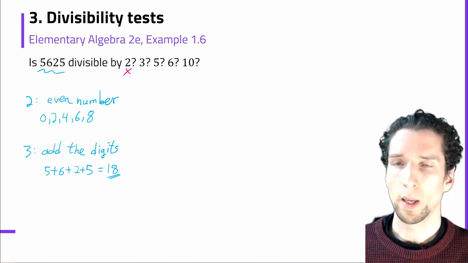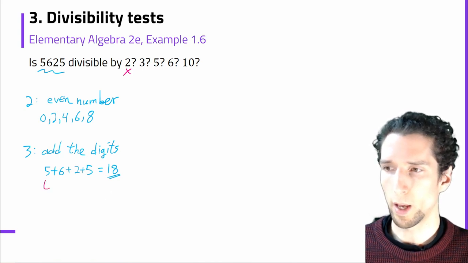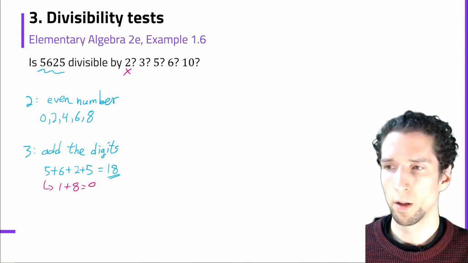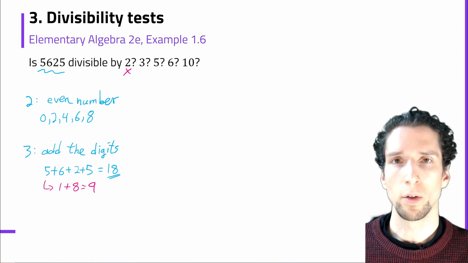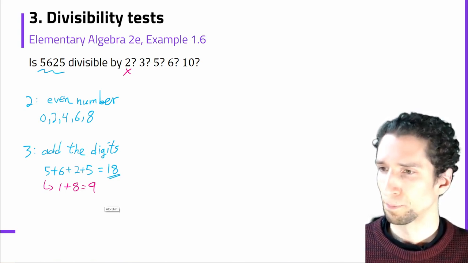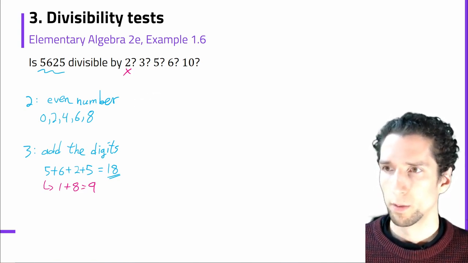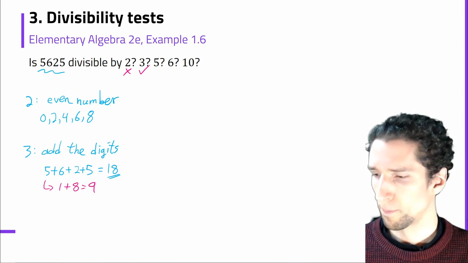If it's really big and we can't figure it out, then we can just do it again: 1 plus 8, add up those digits, and that's 9. Keep going until you get a number that's small enough and easy enough to work with. All right, so 3, yes, divisible by 3.